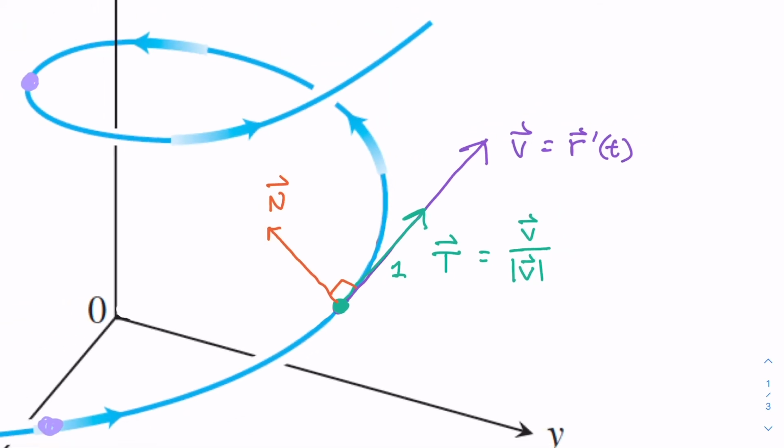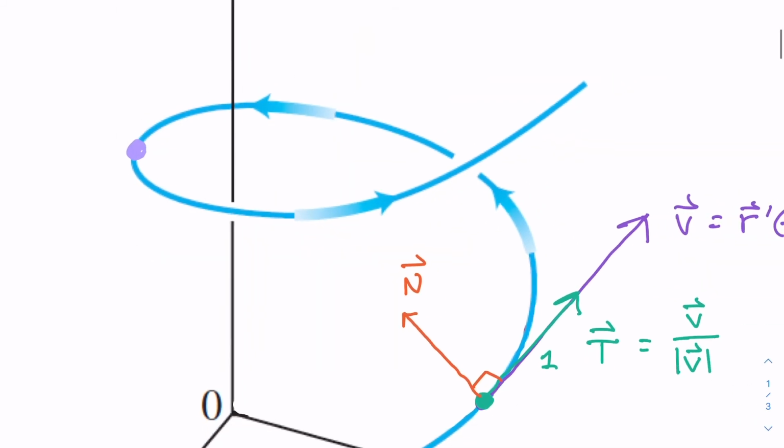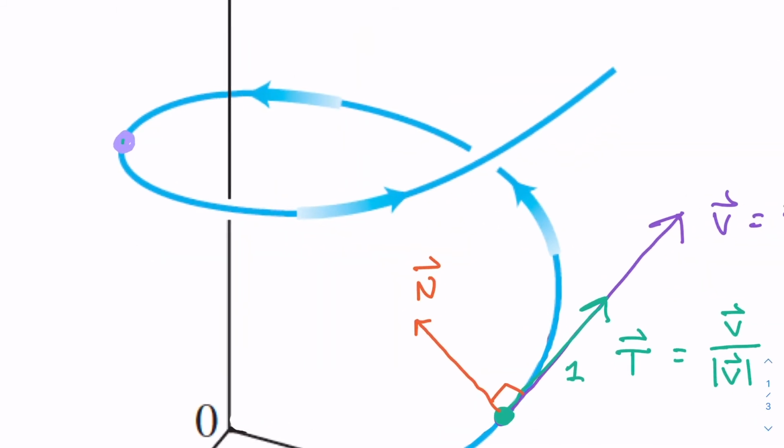And here I can plot the same two vectors, right? The unit tangent vector is almost going to be coming kind of like towards us.